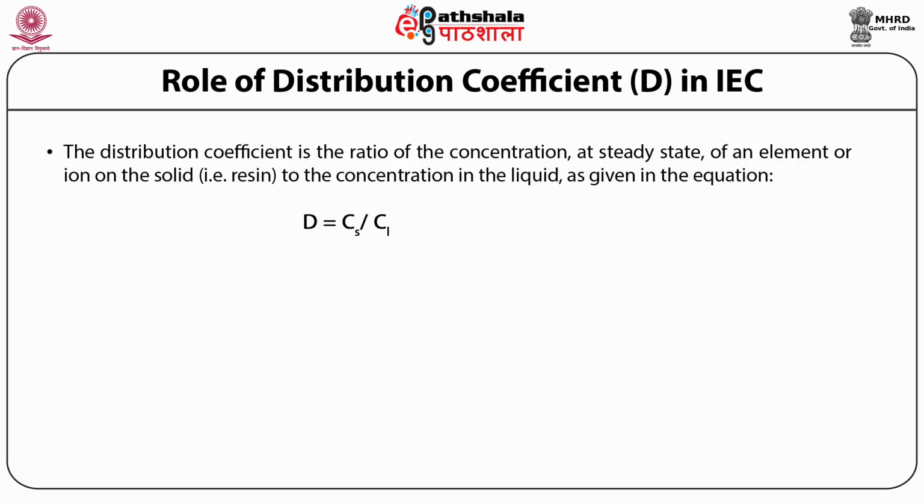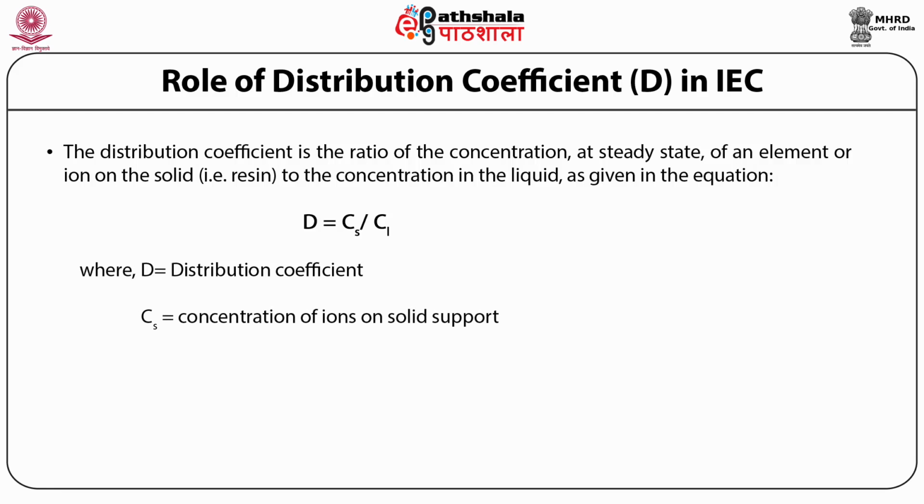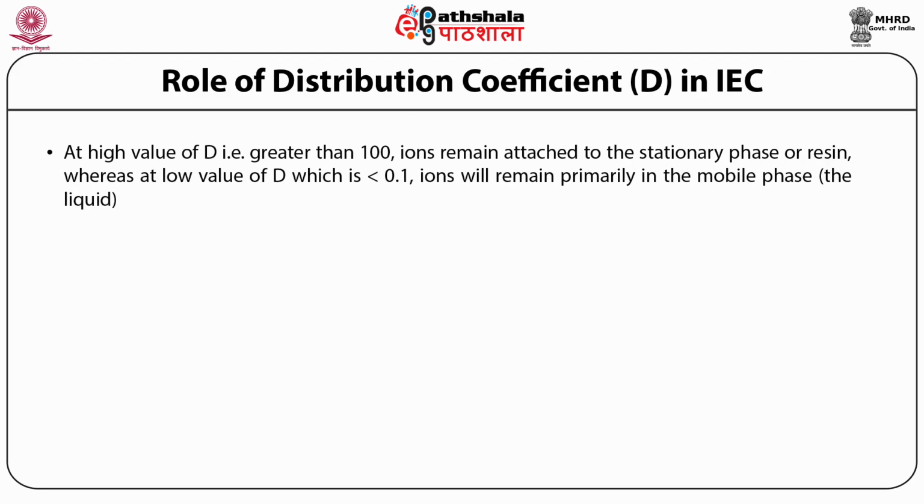In this equation, D stands for distribution coefficient, Cs stands for concentration of ions on the solid support, that is the matrix, and Cl stands for concentration of ions in the liquid. At a very high value of D, which is greater than 100, ions remain attached to the stationary phase or the resin, whereas at a very low value of D, which is less than 0.1, ions will primarily remain in the mobile phase, that is, the liquid in ion exchange chromatography.